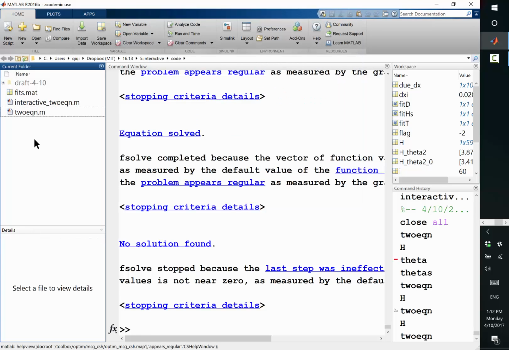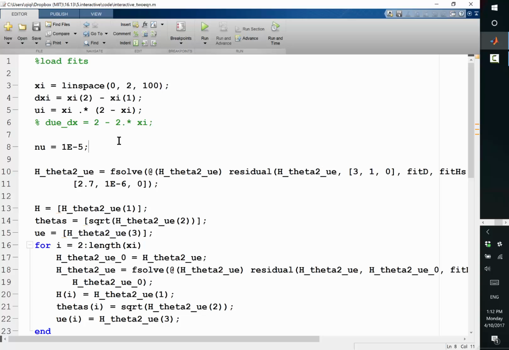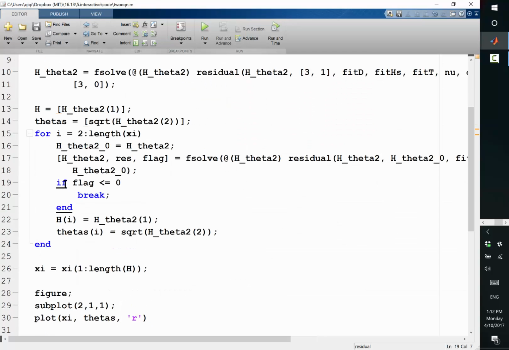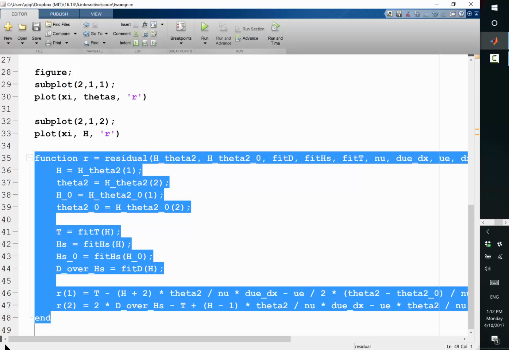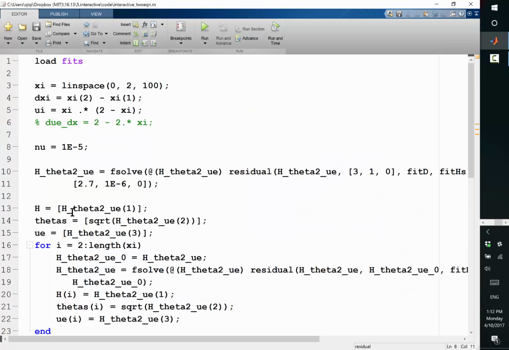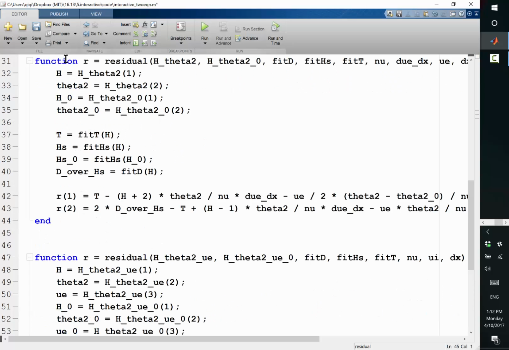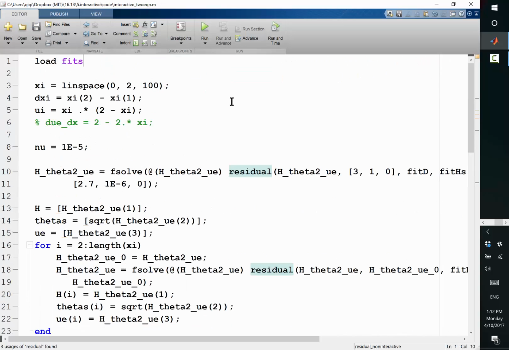Alright, okay, so now let's go into the interactive boundary layer equation. So we'll load the fits, and instead of prescribing UE, we are prescribing UI, right? And let's copy the same residual function just to get an initial condition. So we are going to paste the same residual function here and name it residual non-interactive.